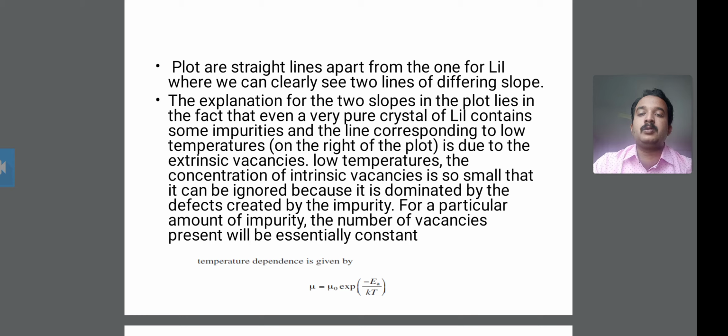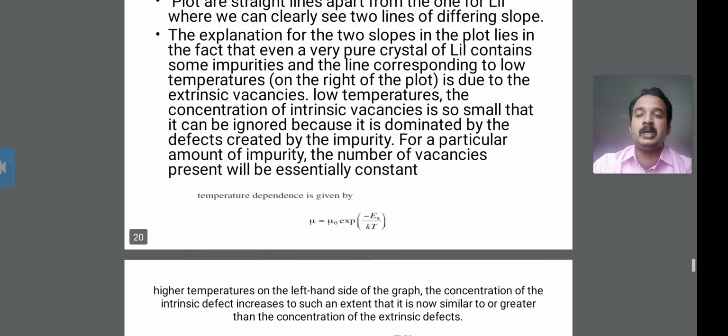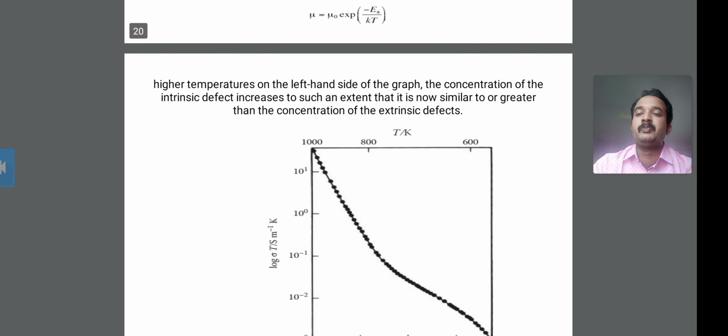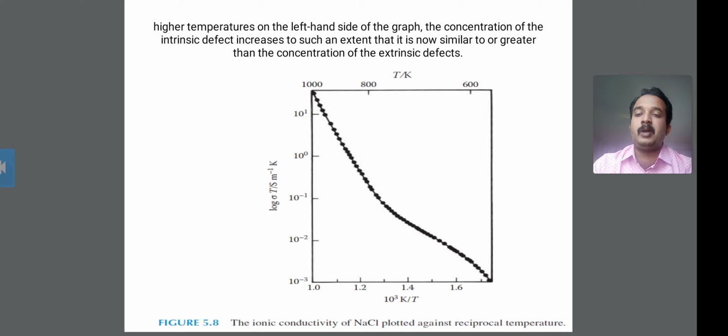That is, mu equals mu 0 times exp of minus Ea upon kT. Then the next diagram shows the ionic conductivity of NaCl plotted against the reciprocal of the temperature. Look at this diagram: the higher temperature is on the left hand side of the graph, in terms of 1/T in kelvin. Therefore the concentration of intrinsic defects increases, to an extent that it becomes similar to or greater than the concentration of extrinsic defects.